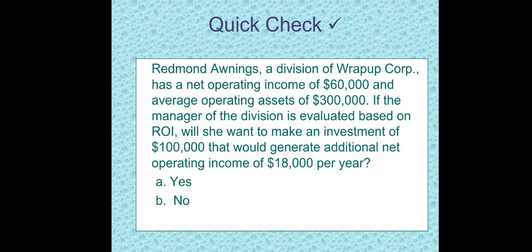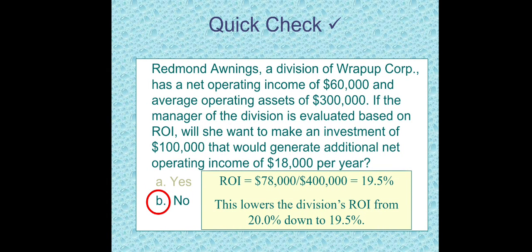Now, Redmond Awnings is a division of Red Up Corporation. Net operating income is 60,000. Average operating asset is 300,000. Okay, if the manager of the division is evaluated based on ROI, will she want to make an investment of 100,000 that will generate additional net operating income of 18,000 per year? Okay, this is the question. So let's see how to answer this question.